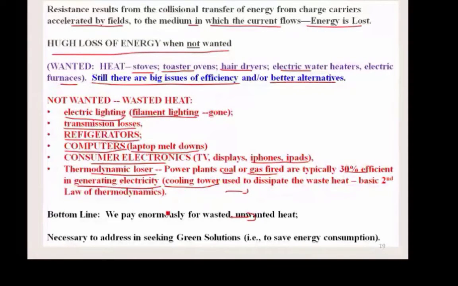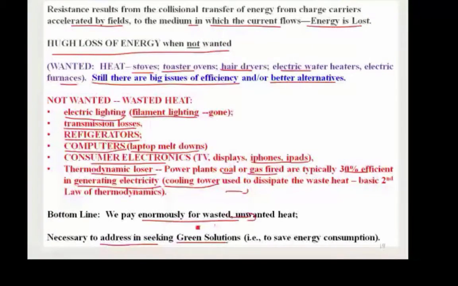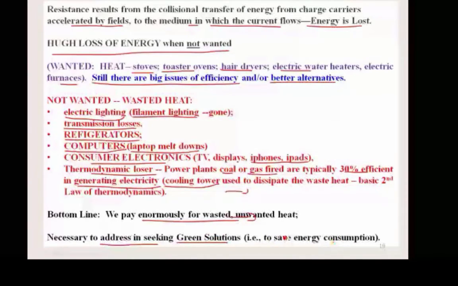So the bottom line is we pay enormously for wasted, unwanted heat. We really have to address these issues when we're talking about green solutions to our environmental problems. So what you're trying to do is save energy consumption by making things more efficient, or looking for other ways to generate the power other than burning coal or gas.